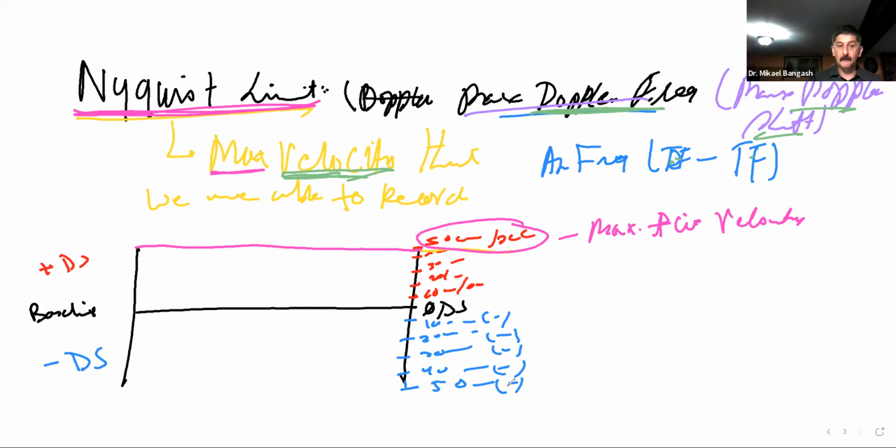So what would that mean? That may mean that 50 centimeters per second in a negative velocity, in a negative Doppler shift, was the maximum velocity that we are going to be able to measure at this point here. Did you girls get that?